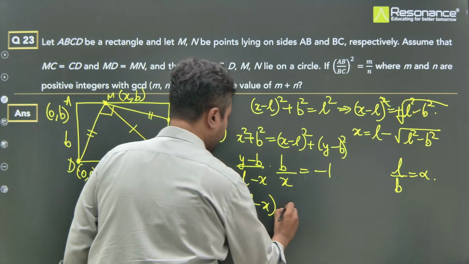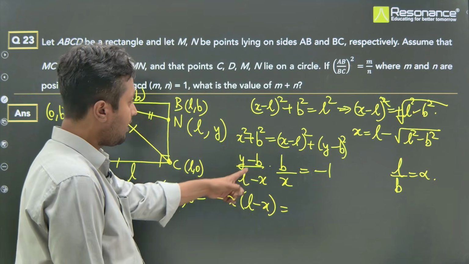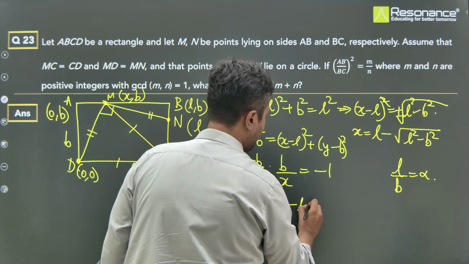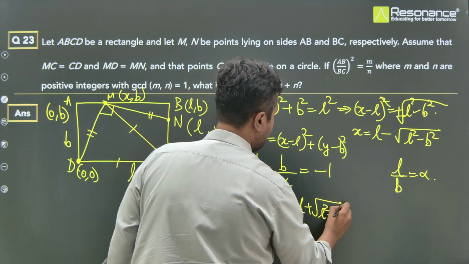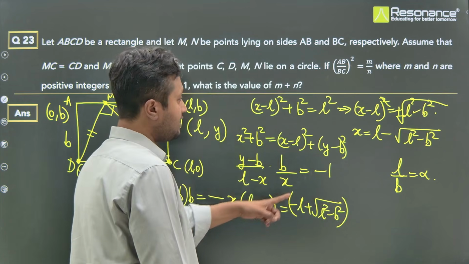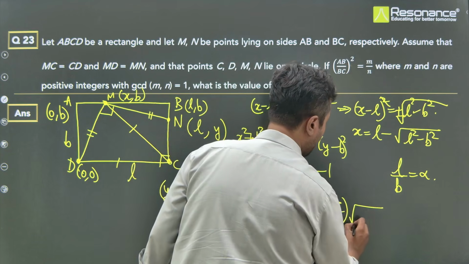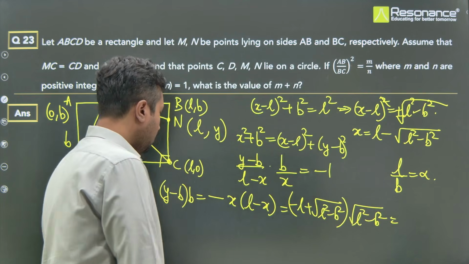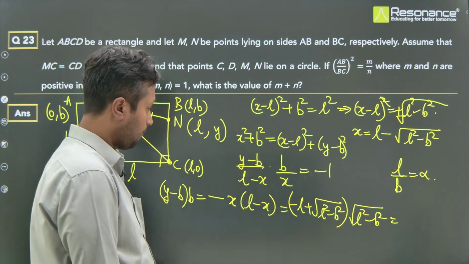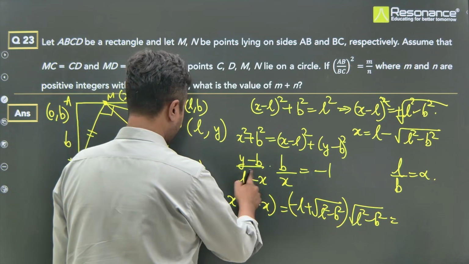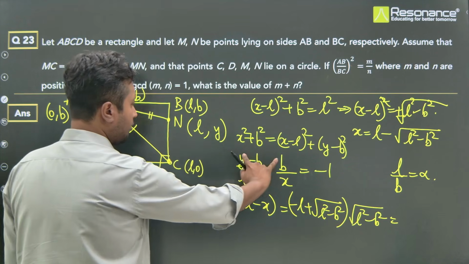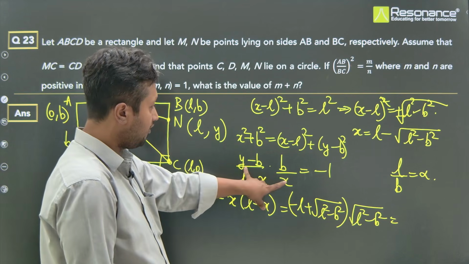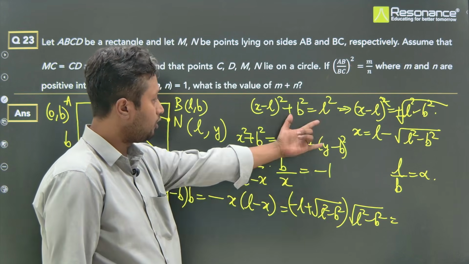Now, maybe I'll just go for it. So what do we have? We have minus x, so minus of that number over there. So minus L plus square root of L square minus B square. And then L minus x. L minus x is square root L square minus B square, right? So we really have the value of y. Now, all you got to do is take that information and put it over here. That's exactly what we worked out. So we take this value and put it over there.